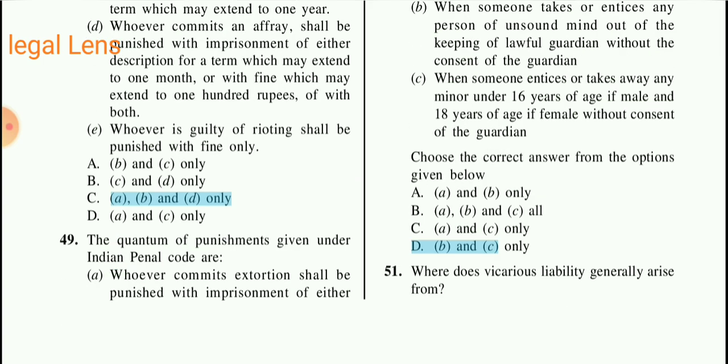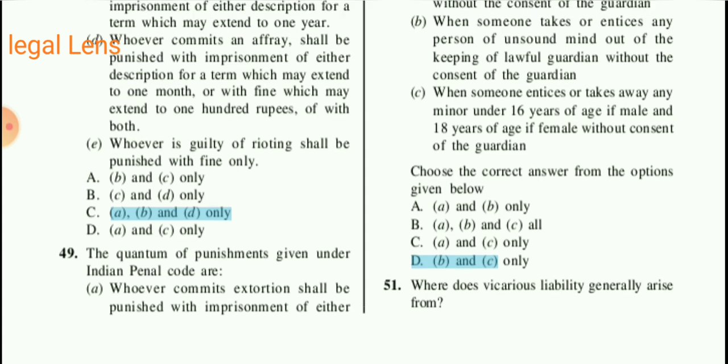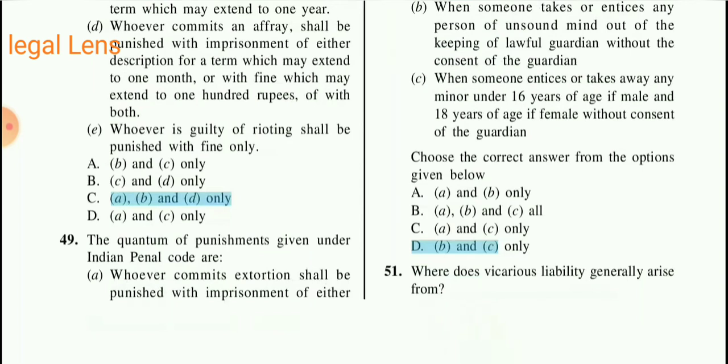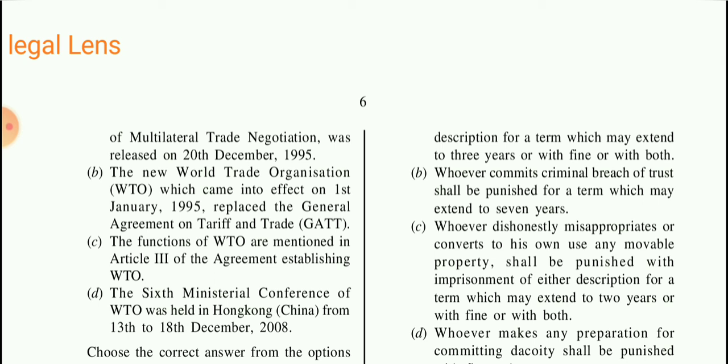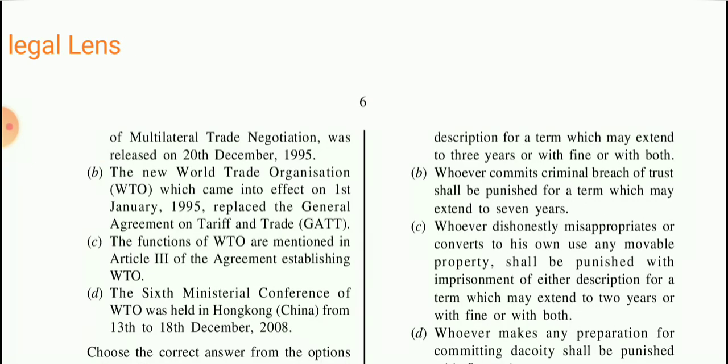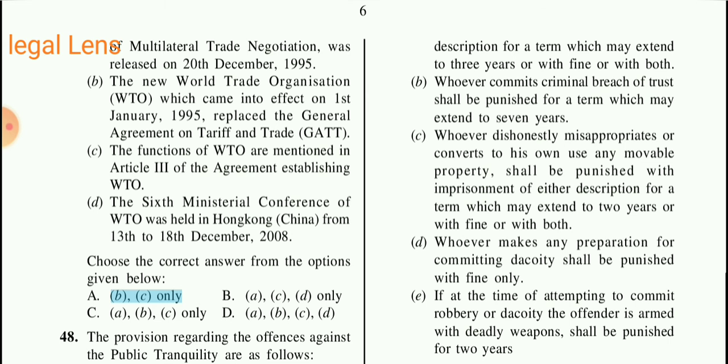Then the quantum of punishment given under IPC. So it is: whoever commits extortion shall be punished with imprisonment of either description for a term which may extend to 3 years, or with fine, or both. For extortion, 3 years or fine or both. And after that, C option: whoever dishonestly misappropriates or converts to his own use any immovable property shall be punished with imprisonment of either description for a term which may extend to 2 years, or with fine, or with both. So criminal misappropriation, that is 2 years or fine or both.